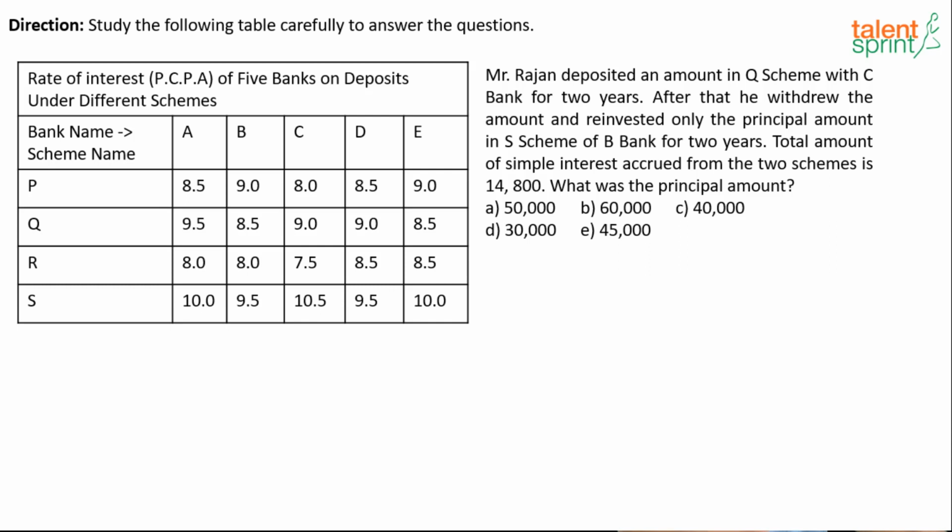Here he talks about Mr. Rajan, who deposited an amount in Q scheme with C bank for 2 years. After that, he withdrew the amount and reinvested only the principal amount in S scheme of B bank for 2 years. Total amount of simple interest accrued from 2 schemes is 14,800. What was the principal amount? Try this out. 1 minute again, your clock starts now.